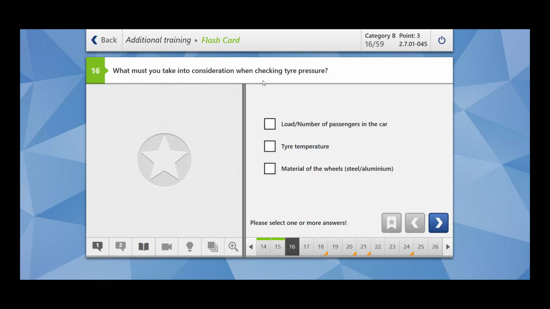What must you take into consideration when checking tire pressure? Load, number of passengers in the car. This is correct. Tire temperature. Yeah. Always check the tire pressure when your tire is cooled down. Material of the wheels? No. So you have to check the number of passengers or load in the car and then the tire temperature while you are checking the tire pressure.